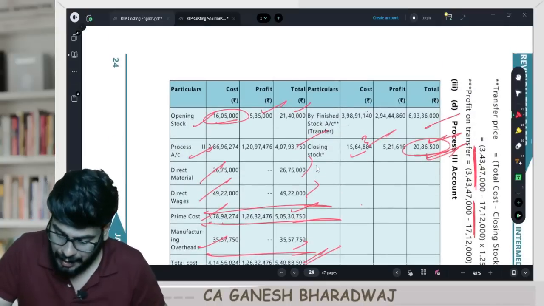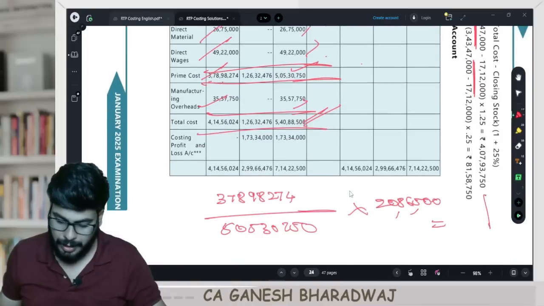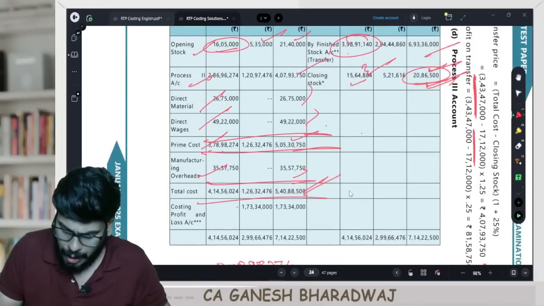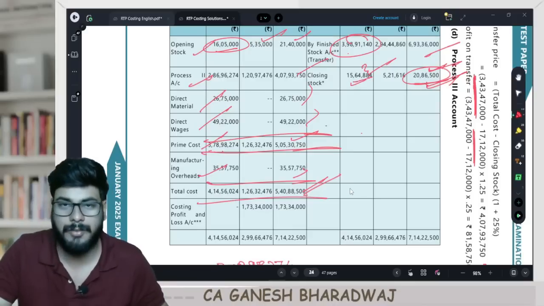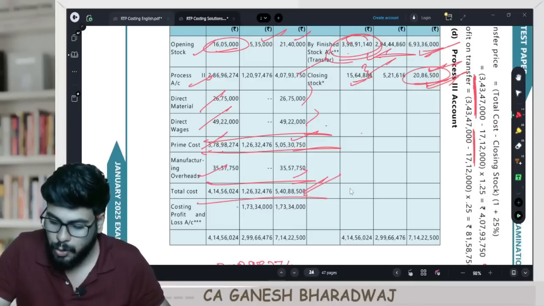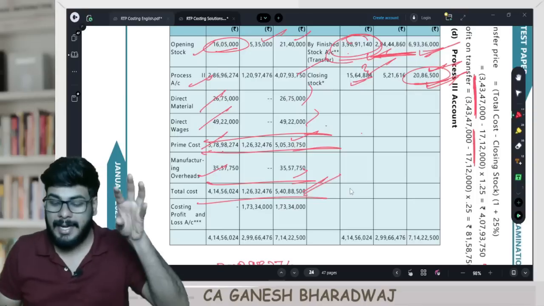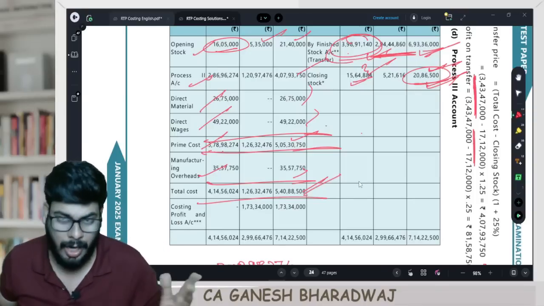And this figure is a balancing figure of this particular ledger. The total of this ledger is going to be 414,56,024. From that, you subtract the cost of closing stock, you will arrive at the balancing figure, and the difference between these two will give you the profit component hidden inside your output transferred to the finished stock. Are you clear with this?